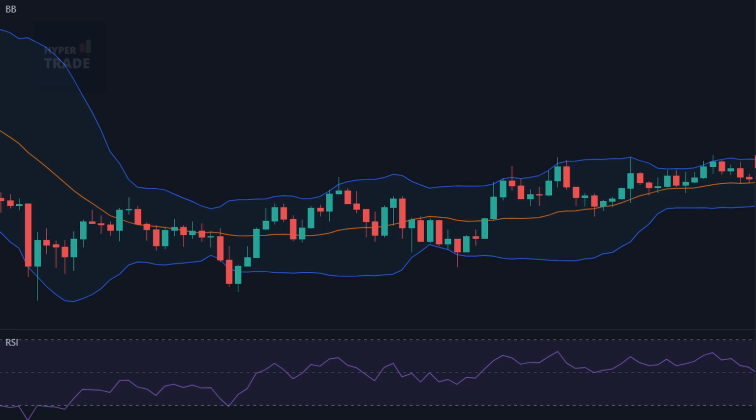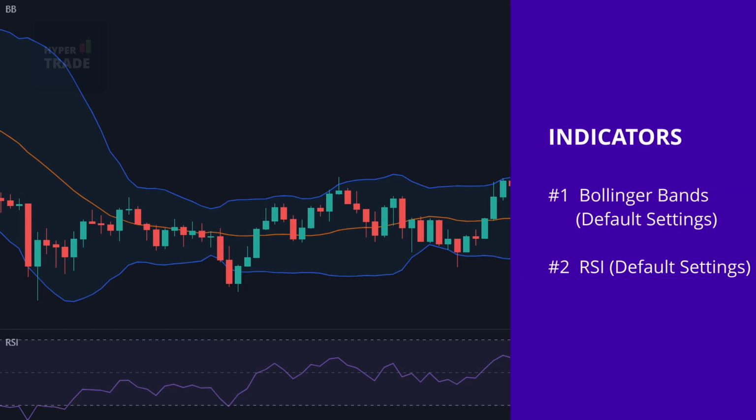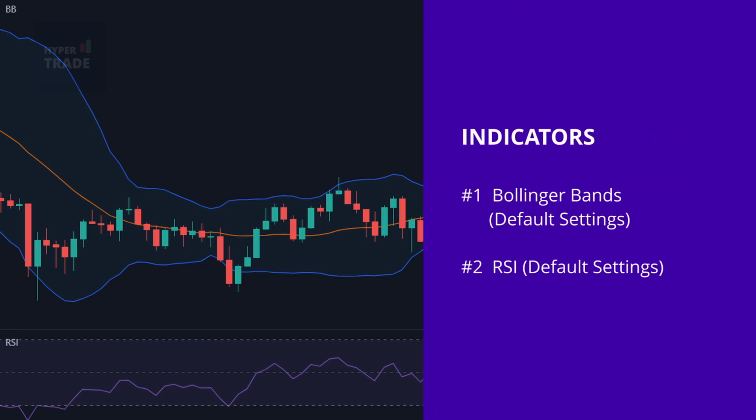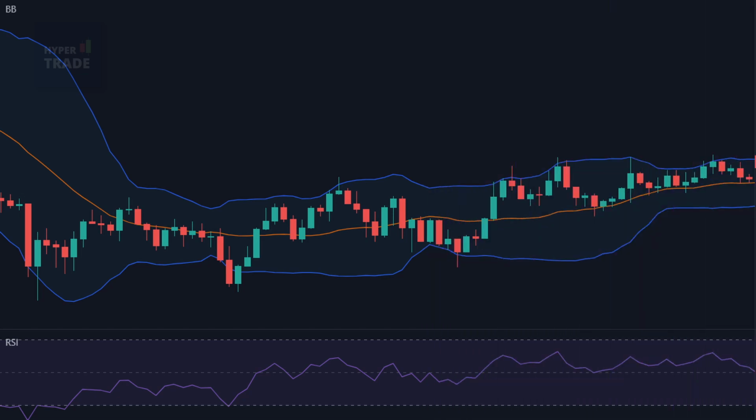In this strategy, we will need 2 technical indicators. The first indicator is Bollinger Bands with default settings. The second indicator is RSI with default settings. If you use TradingView, please follow me to configure the indicators.